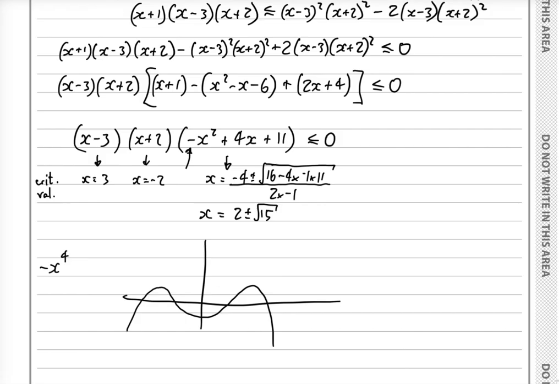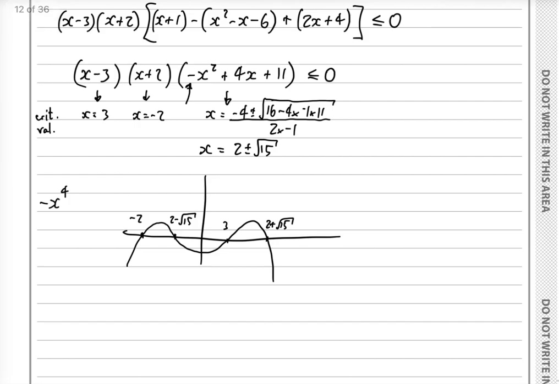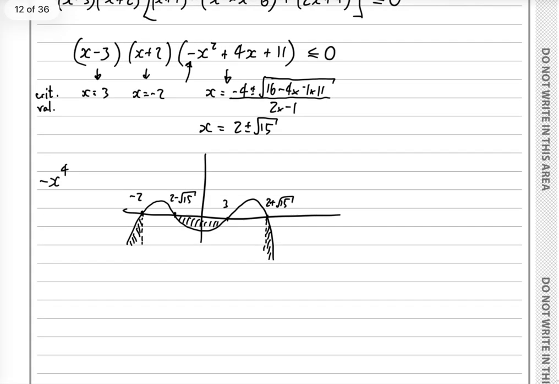2 minus root 15 is not quite as big as minus 2, so this one here is minus 2. This is 2 minus root 15. This one is 3, and this one is 2 plus root 15. And we want when this is less than or equal to 0. This part of the graph is less than or equal to 0. This part of the graph is less than or equal to 0. And so is this part. We've got 3 different bits.